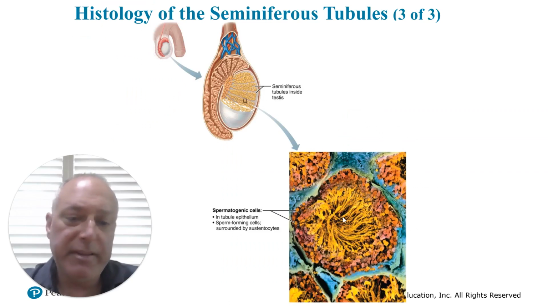Here's another look at this histology, where we're seeing the sperm tails. We can see they're organized. So we've got tails in the lumen of these mature sperm that are ready to be flushed out.